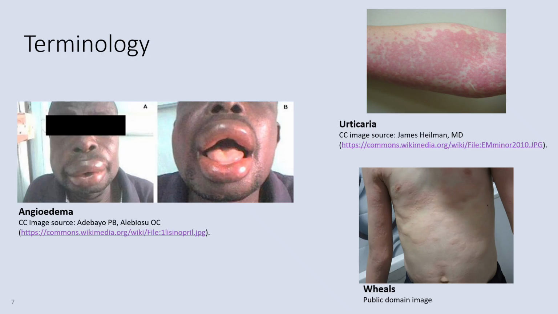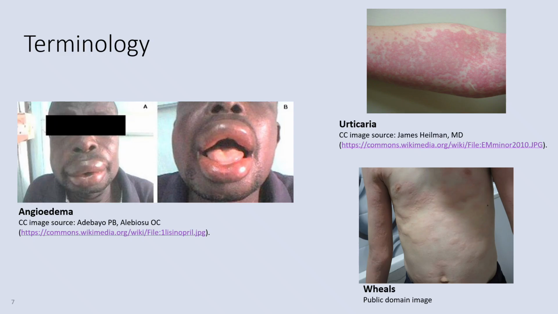The image on the left shows a patient experiencing angioedema that results in swelling of the deep layers of the skin and mucous membranes. The concern in patients who present this way is swelling and obstruction of the airway. The image at the top right corner of the screen shows a skin reaction that is called urticaria. Urticaria is the medical term for hives.